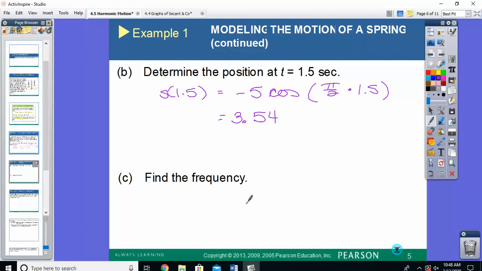My position, we were measuring our distance in inches. So essentially what this is saying, I didn't ask you to explain, but your equilibrium is at 0. We started out 5 below that. Right now we're just above. Our spring has bounced up a distance of 3.54.